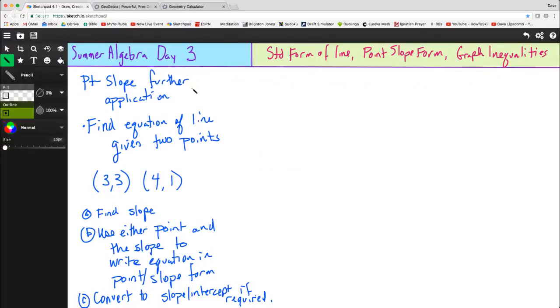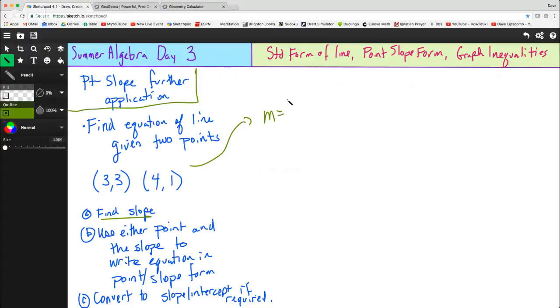So now there's one more application of point-slope form that I want you to look at, and that is finding the equation of a line given 2 points. To do this, we're going to use the point-slope form, but only after we find the slope, because we don't know the slope quite yet. So if you have 2 points, you find the slope, and then you use one of the points, just like we did on the last slide, to write the equation in point-slope form. And then you can convert that into slope-intercept form if required. So let's see how we do this.